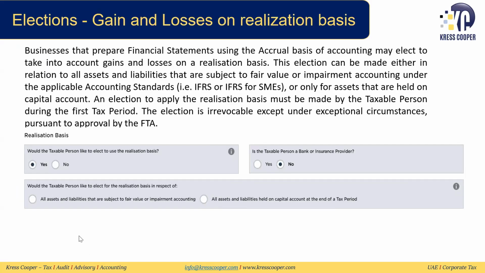Okay, then the second section after the taxpayer details we discussed is elections. So here the company has to make certain elections, and these elections are to be made in the first tax period, and they will be applicable to the rest of the tax periods as well, and they're irrevocable except in exceptional circumstances where you will have to take approval from the FTA.